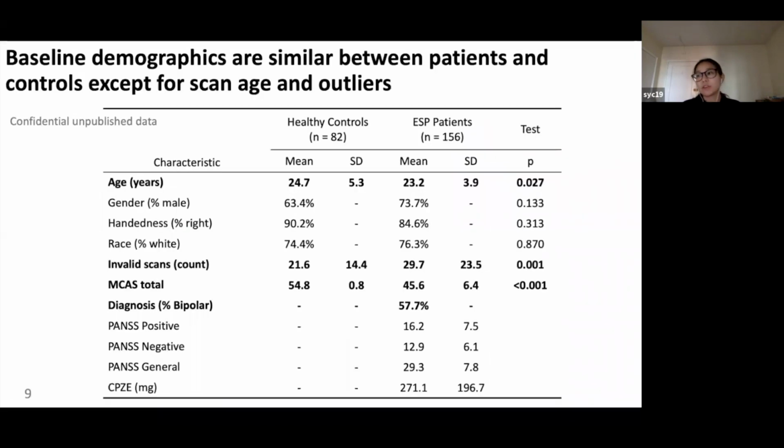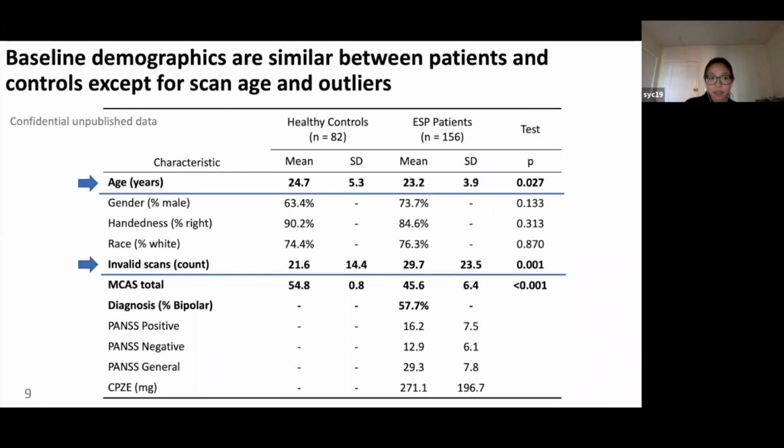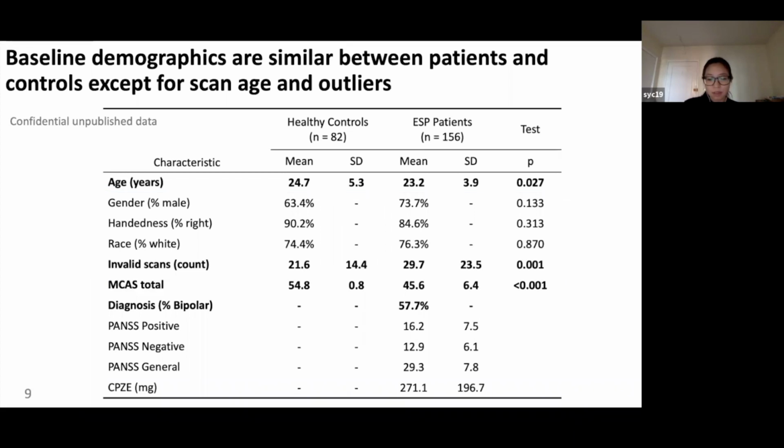Baseline demographics were similar between patients and controls, except for 2 variables, the scan age and the invalid scan count, which are the scan volumes that were excluded during pre-processing. So these variables were controlled for in later analysis. Another variable that was significantly different between patients and controls was MCAS total scores, which represents community functioning. And this is not surprising as patients have been shown to have reduced functioning compared to controls.